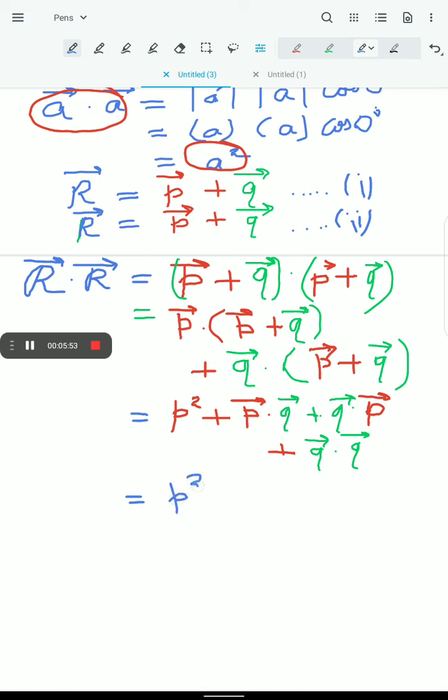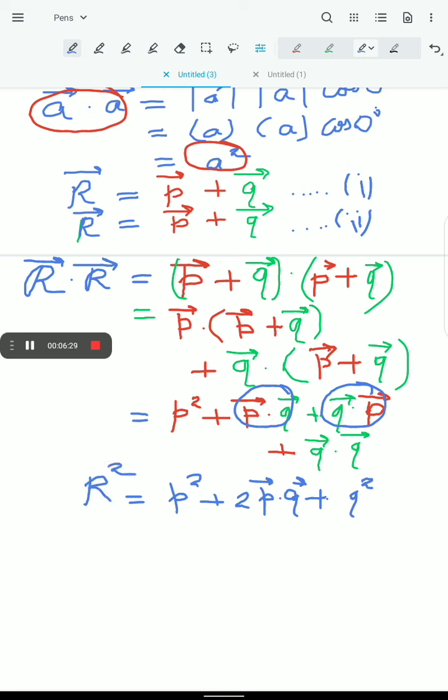However, in case of dot product, A dot B is the same as B dot A. So P dot Q is the same as Q dot P. Let's combine it and just write it as 2 times P dot Q, plus Q dot Q is Q square. And lastly, R dot R is R square.